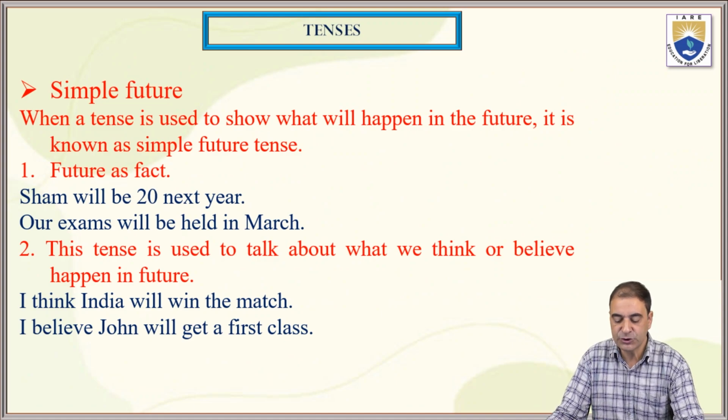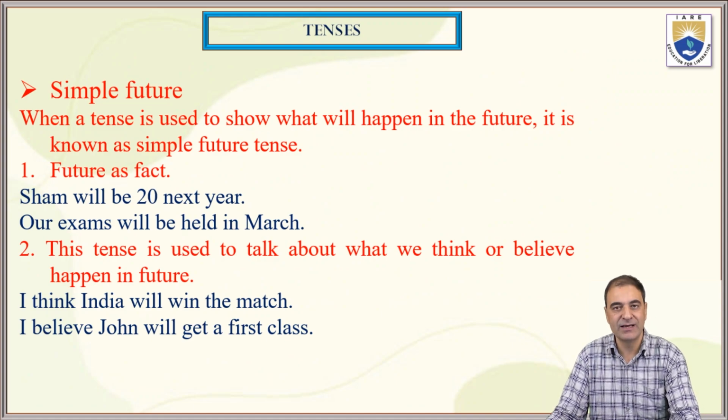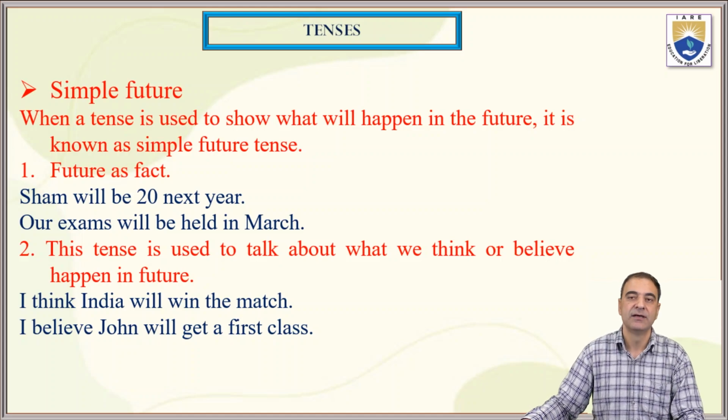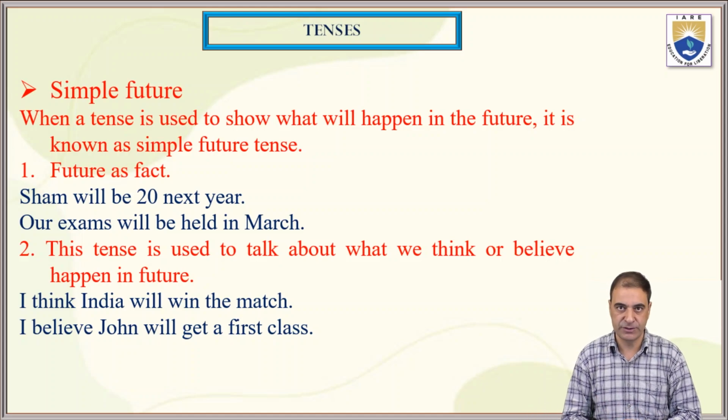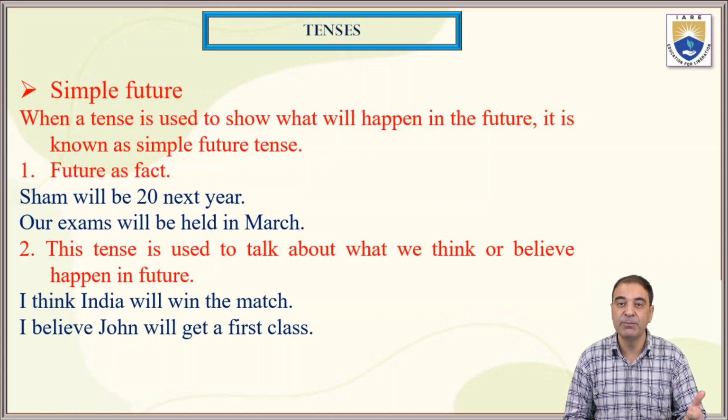When a tense is used to show what will happen in future, it's known as simple future tense. Here we talk about the future actions. That's why we say when a tense is used to show what will happen in future, we use simple future tense, like here. And one more thing, simple future tense is used to express pure future. Pure future means something which will surely occur in future, or which we can't postpone, or which we can't deny or defy, or which will happen anyway in future. We call it pure future.